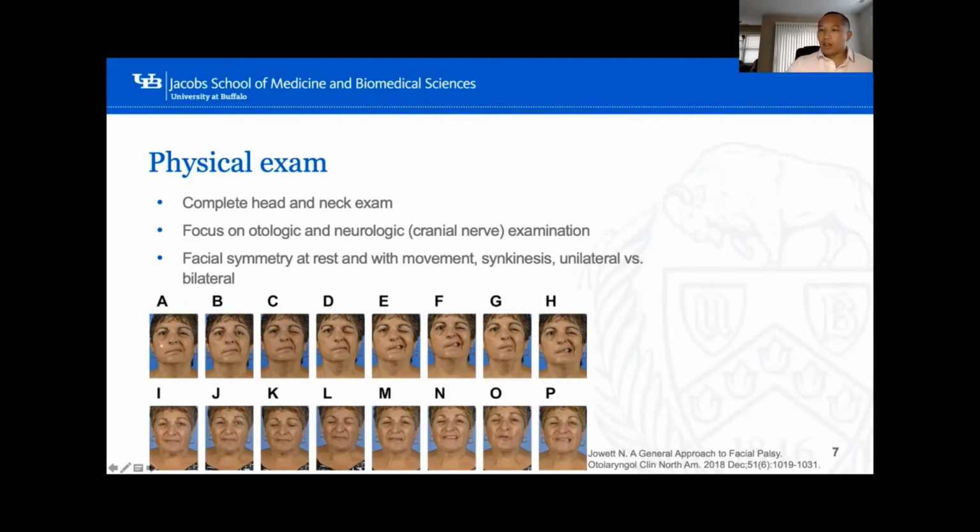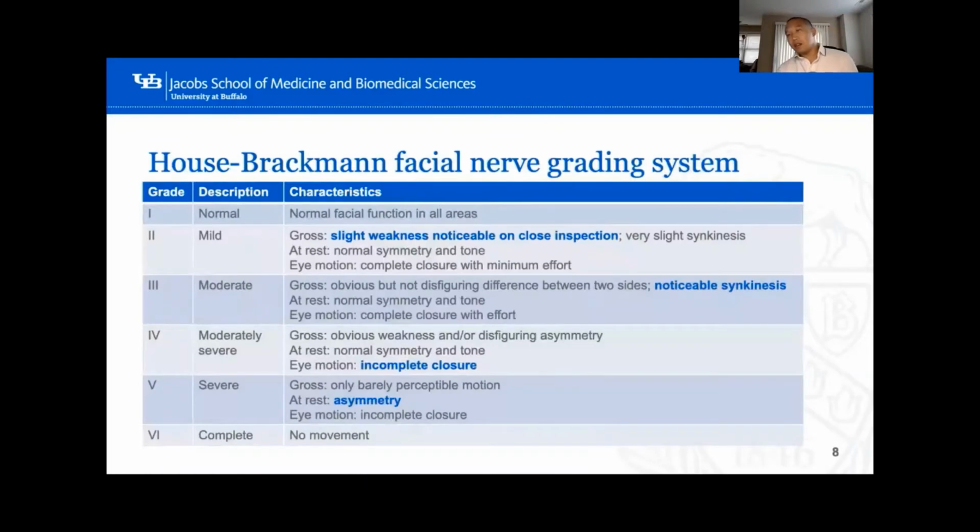One of the things that we use to grade facial palsy is called the House-Brackmann facial nerve grading system. It's a grading scale from 1 to 6. 1 is really easy because it's normal. 6 is really easy because there's no movement whatsoever. It's the stuff in between that gets people confused.